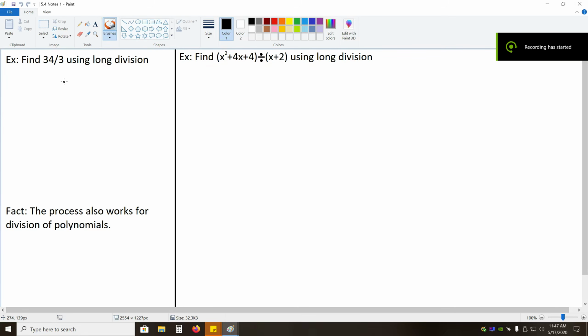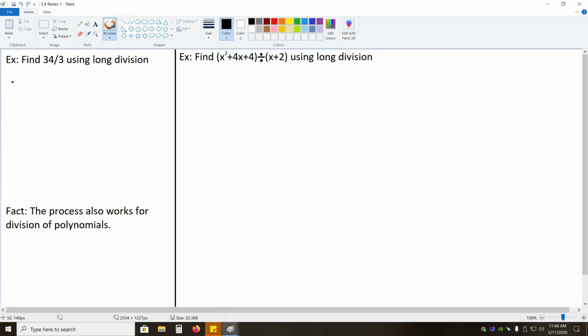For this section, we'll be talking about long division and synthetic division, which are two ways to divide polynomials. The first thing we're going to do, though, is a review of just long division involving constants, or just regular numbers. So we want to find 34 divided by 3 using long division.